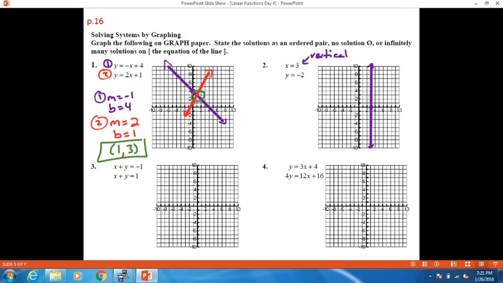And then if we have y is equal to negative 2, there's our horizontal line passing through negative 2 on the y-axis. So let's draw that horizontal line. And then we can see our point of intersection at (3, -2). So again, we have one solution.